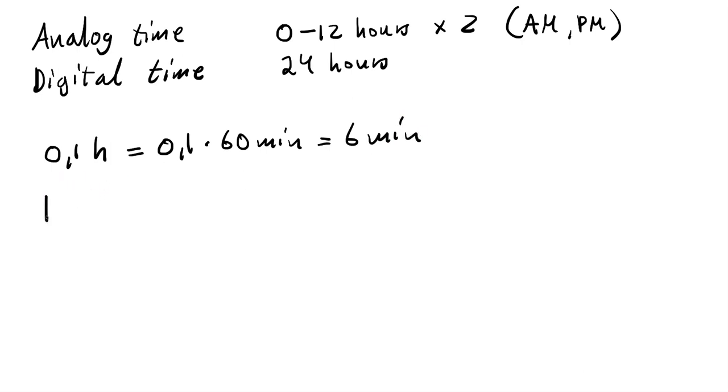Or for example, if you have 1 hour and 30 minutes, that is not equal to 1.3 hours, but rather 1.5 hours. So you have to be a little bit careful when you transform between hours and minutes, and don't think too quickly.